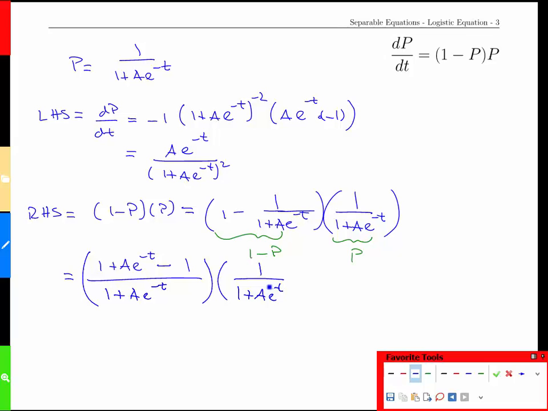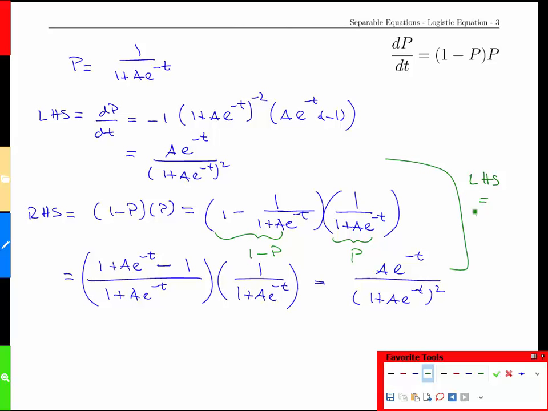And our p again is there. What we do get is the denominator of 1 plus a e to the negative t squared. That's perfect. And in the numerator, we have our a e to the negative t with the 1 and minus 1 canceling. Once again, we do have left-hand side equals right-hand side, so we've confirmed that our solution is in fact correct.